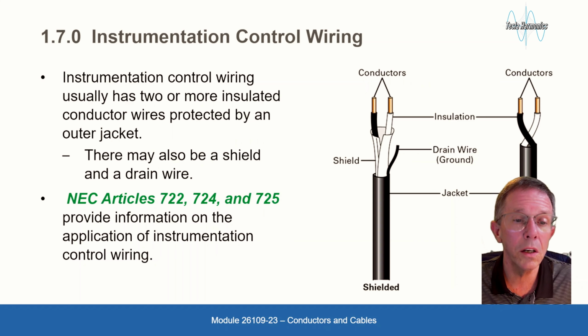Instrumentation control wiring. Instrumentation control wiring usually has 2 or more insulated conductor wires protected by an outer jacket. There may also be a shield and a drain wire. NEC Articles 722, 724, and 725 provide information on the application of instrumentation control wiring.